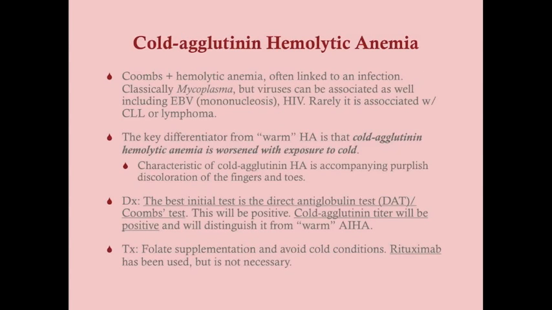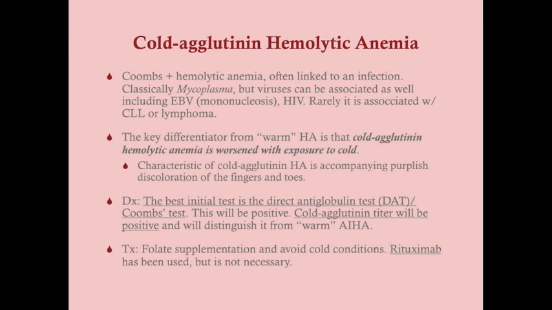Okay, cold-agglutinin hemolytic anemia. So this is the one that you kind of want to differentiate the warm autoimmune hemolytic anemia from. So this is also Coombs positive. A lot of times this can be linked to an infection. So it can be like mycoplasma. It can also be mononucleosis, that's the Epstein-Barr virus. It can also be linked to HIV. And sometimes it is associated with leukemias and lymphomas.